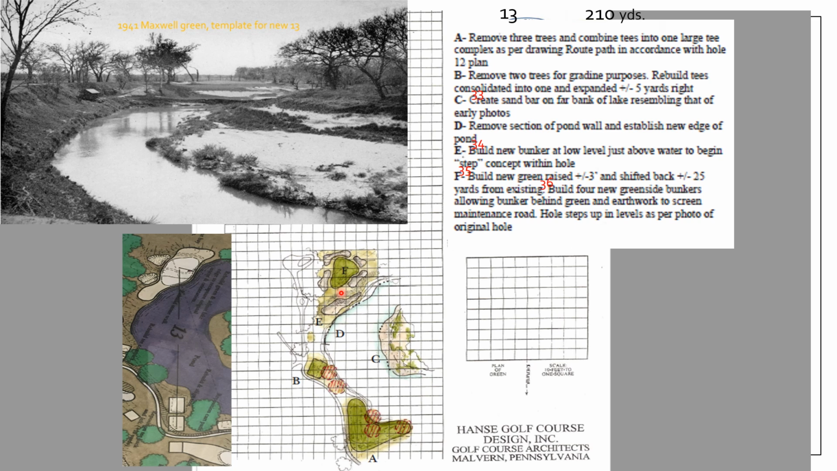The green shape, a little bit more like the original Maxwell green, and certainly the bunker configuration around it is more like the Maxwell green. We end up with a bunker in the back again. And again, we are not suggesting that this is going to look like the old 13, but it will look and play and feel way more like the old 13 than our current 13 does. It will be a signature hole.